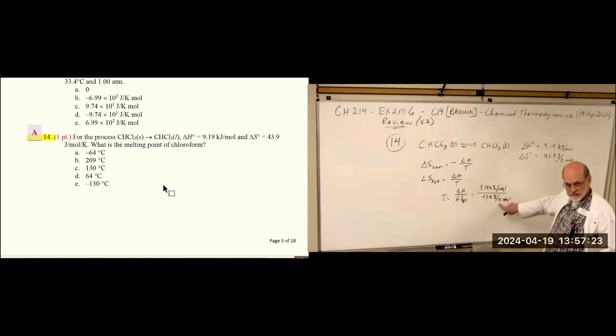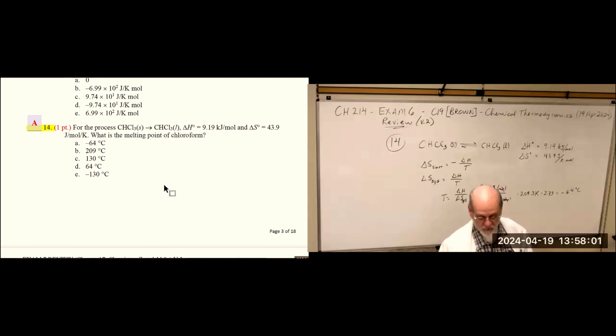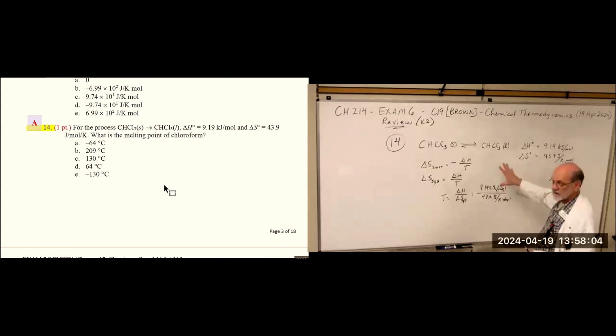And K, the denominator of the denominator is the numerator. So this K flips up in here. So 43.9 divided into 9190 is 209.3. 209.3 K. Let's see, our units are in C, so minus 273 is minus 64 degrees C. The only reason we can do that is because we're at equilibrium.